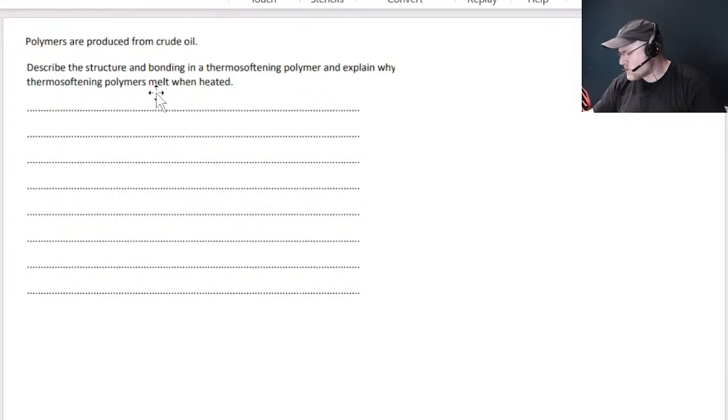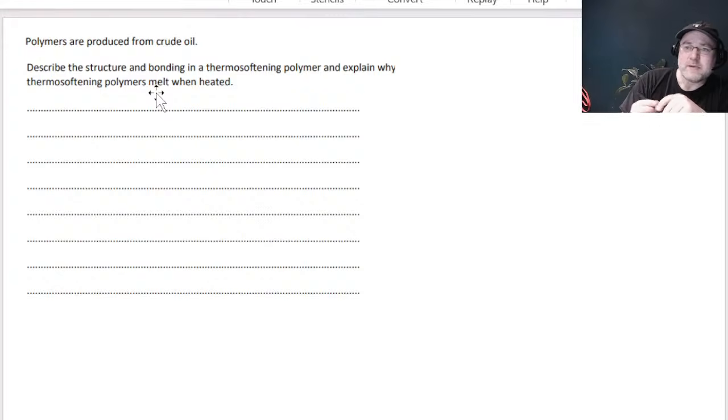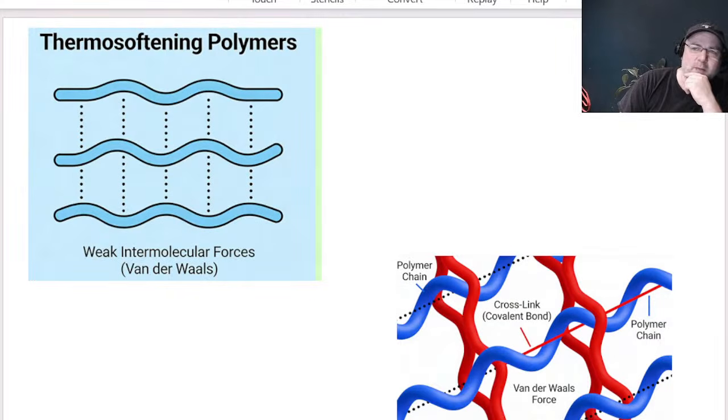If you're AQA and you're TRIPS, you need to know that for paper 1 as well. You just need to know that polymers have weak intermolecular forces. Thermo-softening polymers have weak intermolecular forces between the layers. You don't need to know that Van der Waals stuff. They have weak intermolecular forces between the layers, which don't take a lot of energy to break, whereas thermosetting polymers have stronger forces or covalent bonds known as cross-links between the layers, which require lots of energy to break.